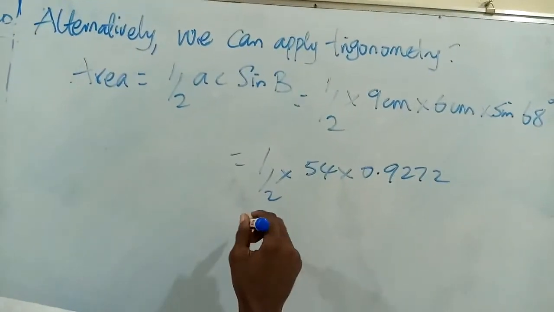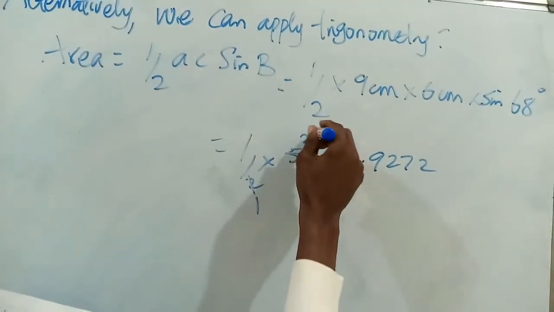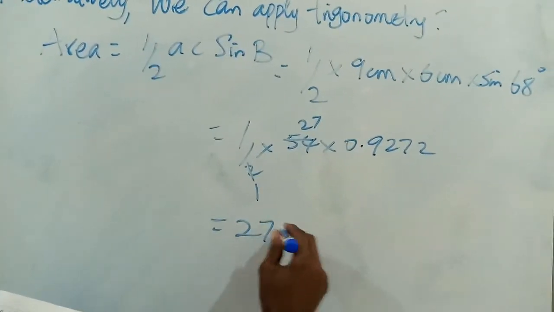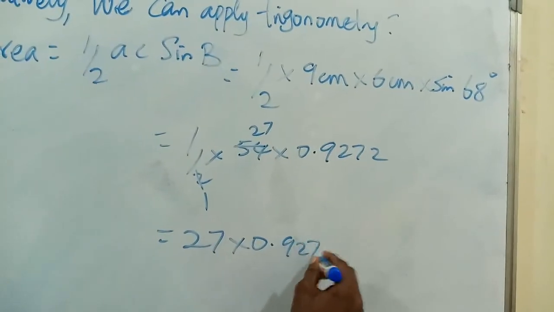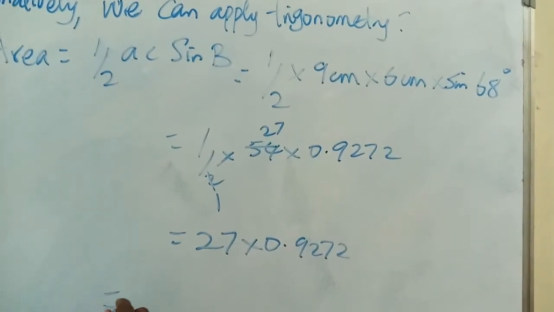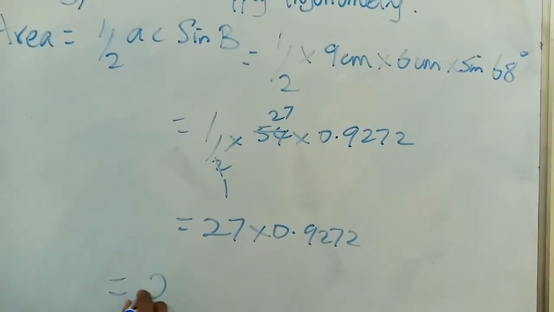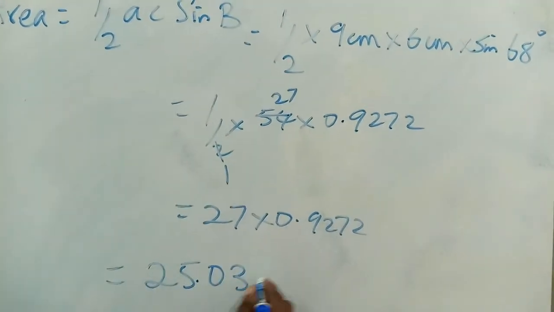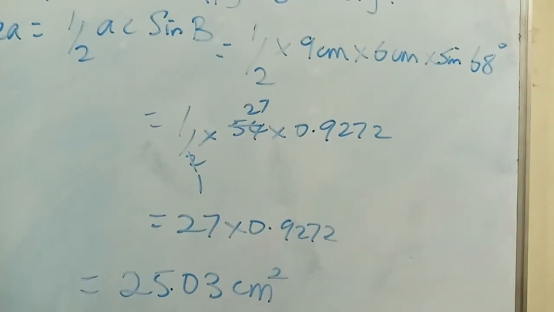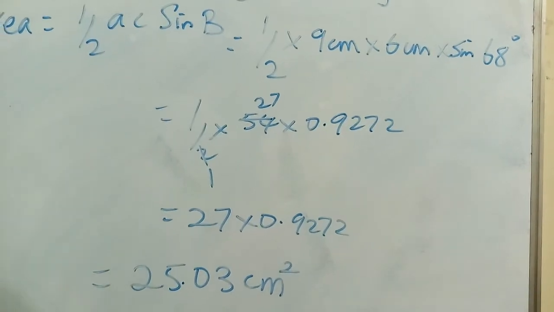So half of 54 is 27. We have 27 times 0.9272. That gives us our answer, 25.03 centimeters squared. You can see that our answer is very close to what we got here, 25.02 centimeters squared.